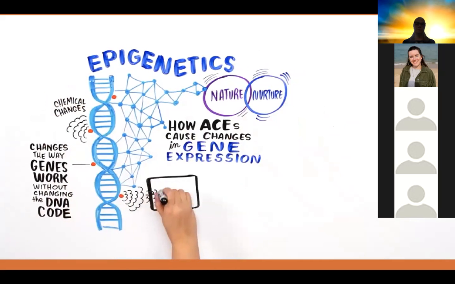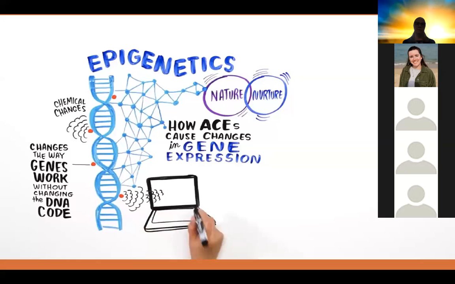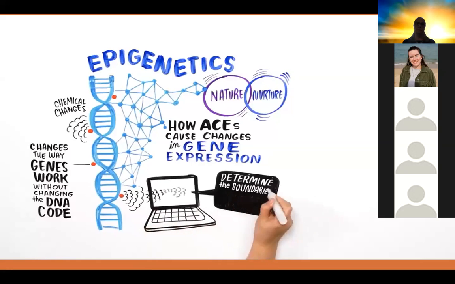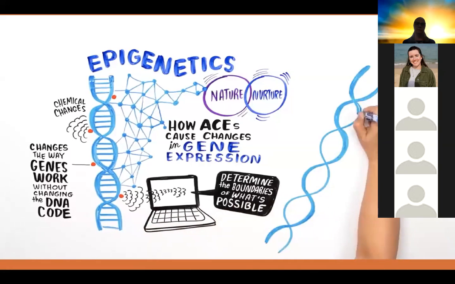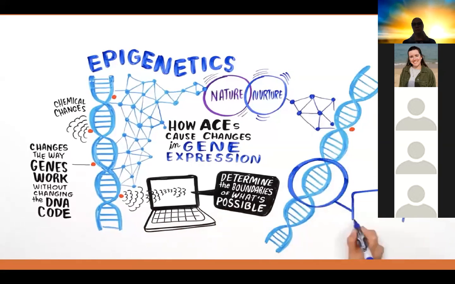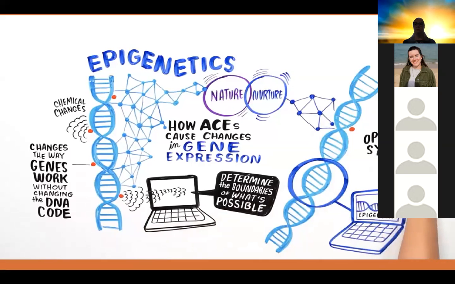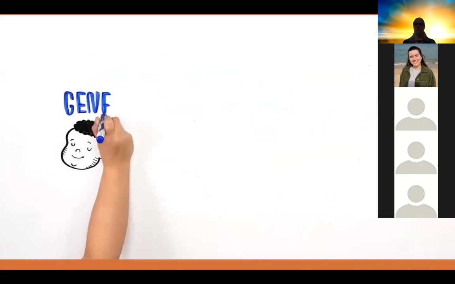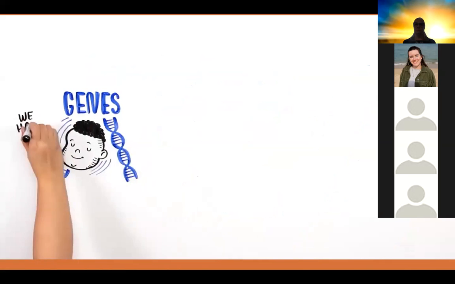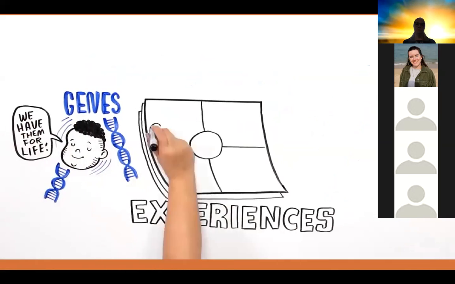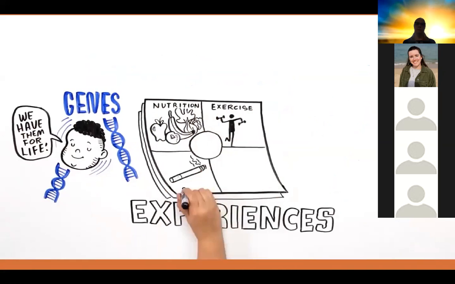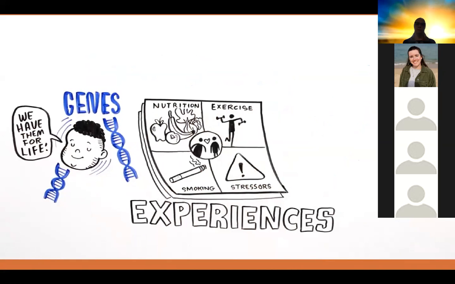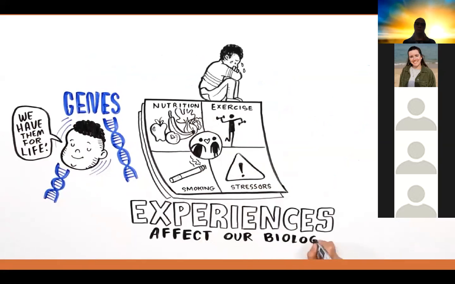In other words, genes are like the hardware in a computer. They determine the boundaries of what is possible. However, we need an operating system to tell the hardware what to do. Epigenetics is like the operating system directing the function of a gene's DNA hardware. The genes we are born with are the genes that we have for life, but experiences like nutrition, exercise, smoking, stressors, and relationships all affect our biology.